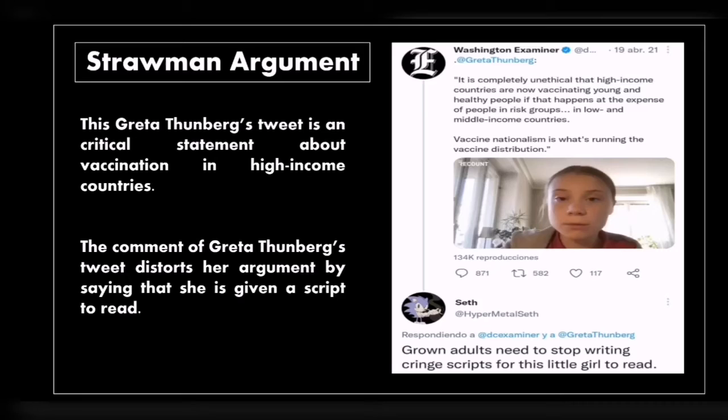This comment says, "Grown adults need to stop writing cringe scripts for this little girl to read." This is an example of a strawman fallacy because this person doesn't base his comment on refuting Greta's ideas with a logical argument. He tries to distort Greta's claims by saying that she's not the author of her argument, but rather that argument was written by another person for her to read as a script because she is a little girl without the ability to argue on her own.